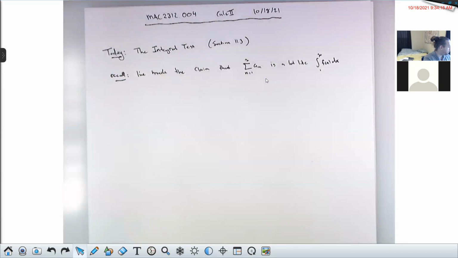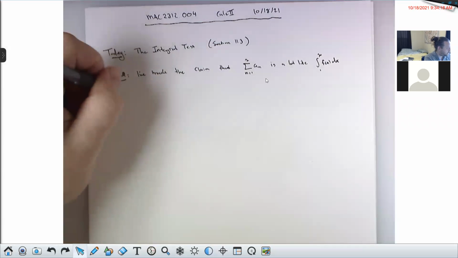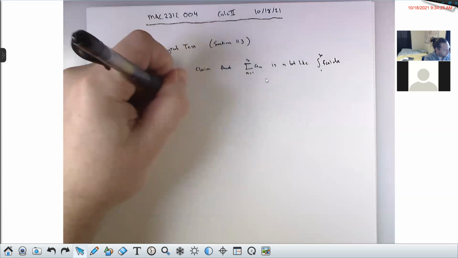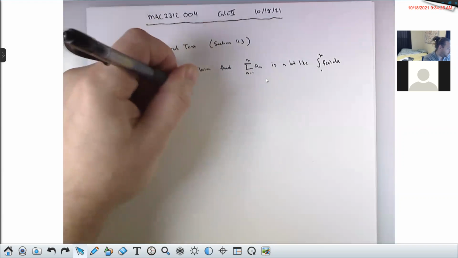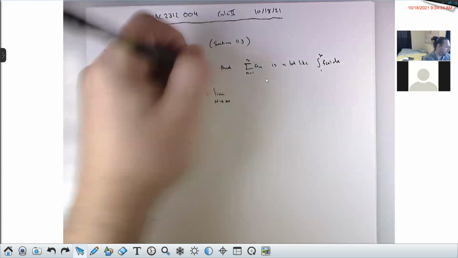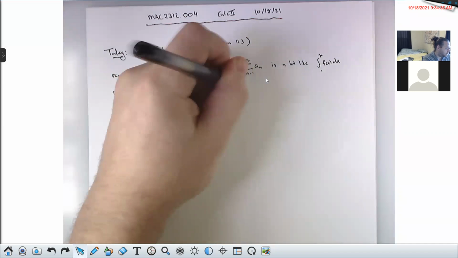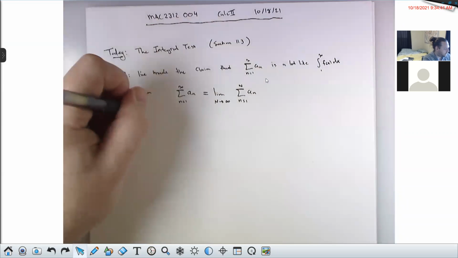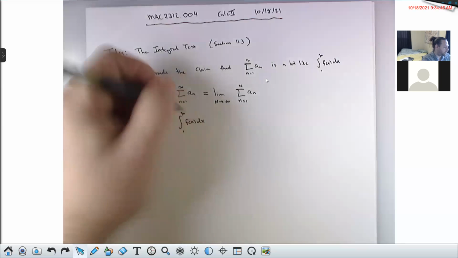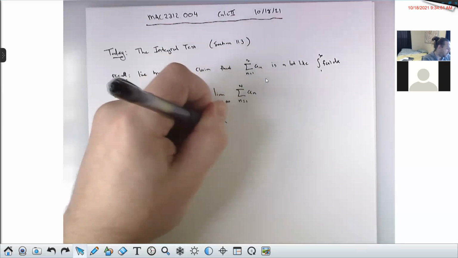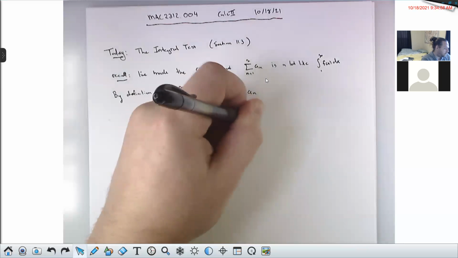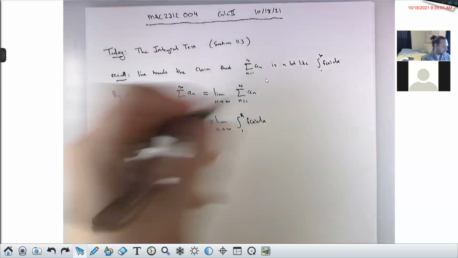So how do we want to start? With a picture. By definition, the sum from little n equals 1 to infinity of a_n is the limit as capital N goes to infinity of the sum from little n equals 1 to capital N of a_n, and the integral from 1 to infinity of f of x dx is the limit as capital R goes to infinity of the integral from 1 to capital R of f of x dx, which look quite similar.